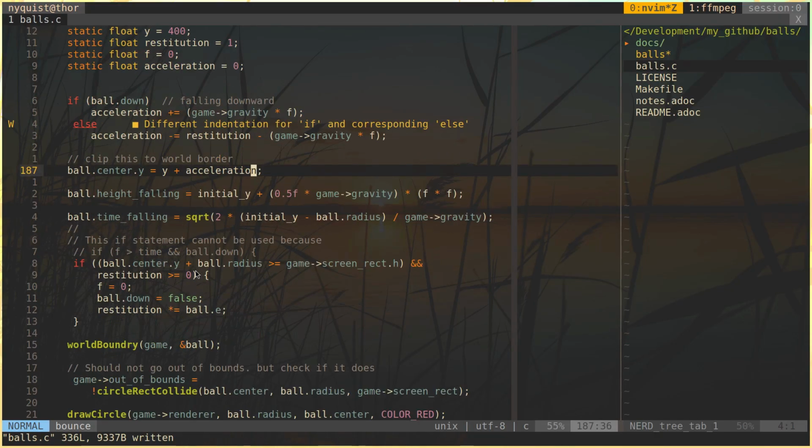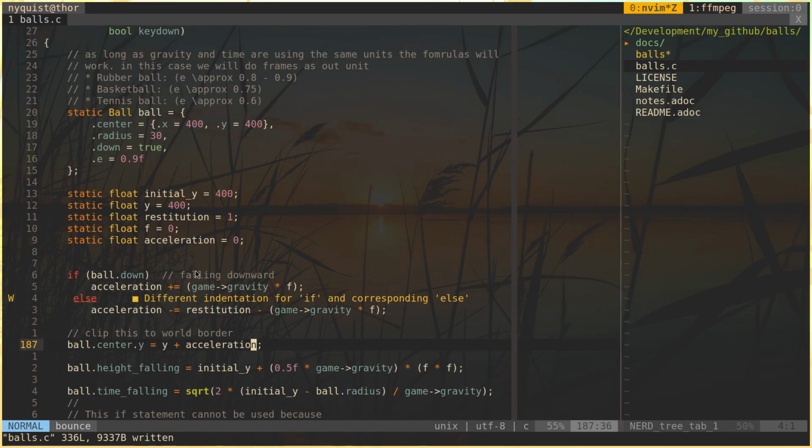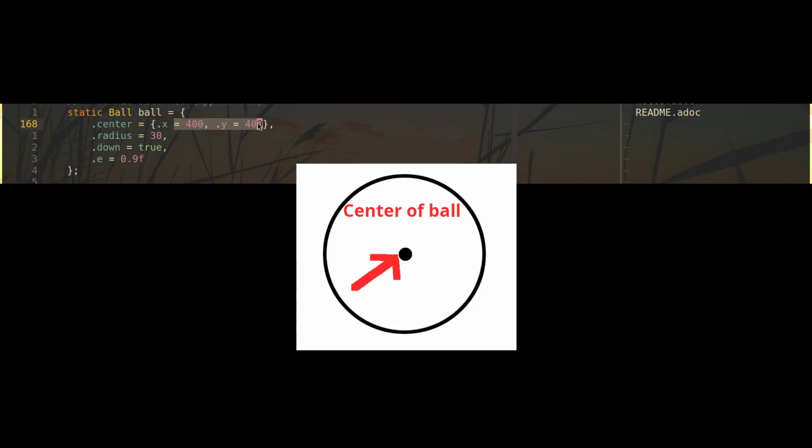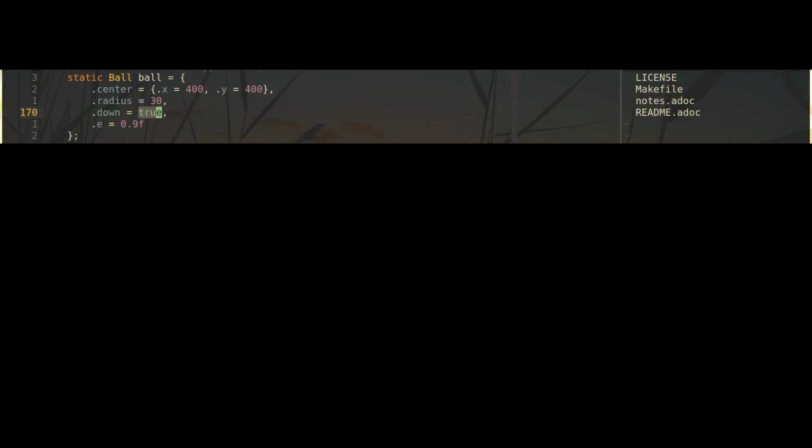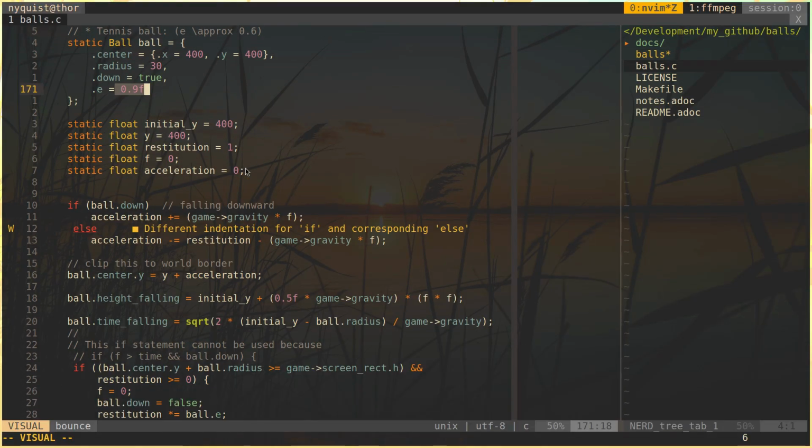And this is just displaying a bouncy ball. This is the ball. This is where the center of the ball is. At this position, this is the radius. This is saying whether or not it's going down or up. True if it's going down, false if it's going up. This is my restitution value. I set some initial values.